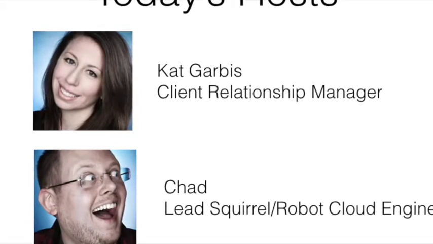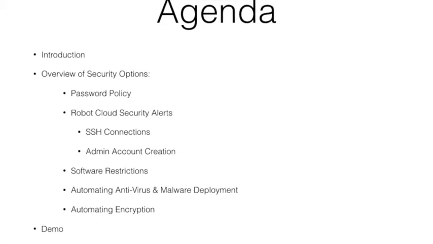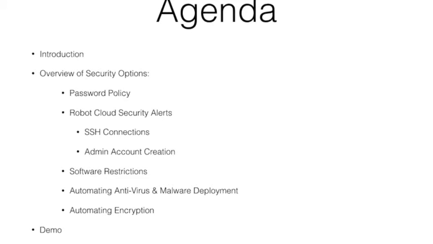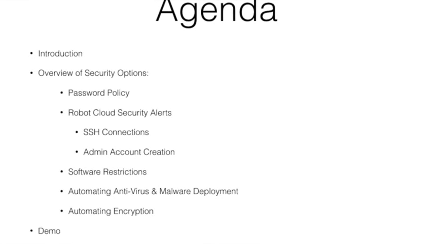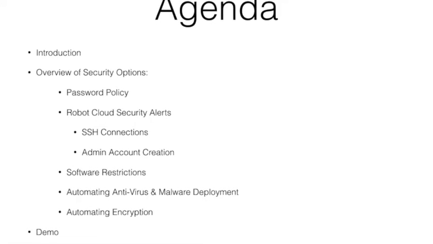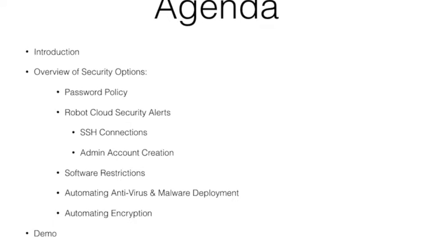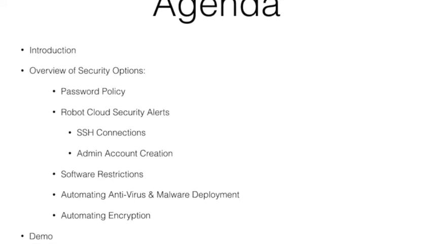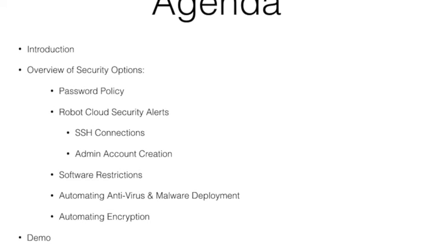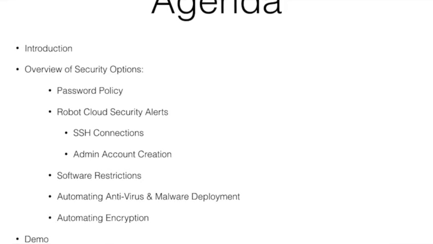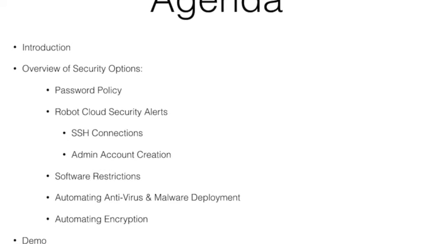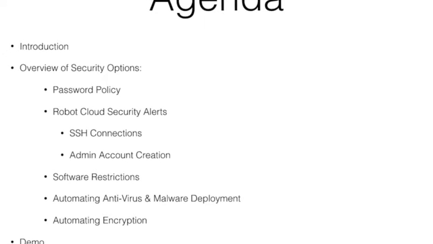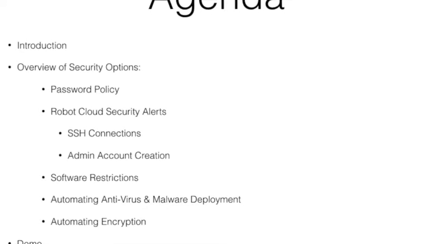First, I'm going to introduce a little bit about our company, in case you're new and just started working with us, or if you've been working with us, great. And then we're going to go through some of these security options. We're going to start with password policies. We're going to look at Robot Cloud security alerts, SSH connections, admin account creation alerts, software restrictions, automating antivirus and malware deployment, automating encryption. Chad will again walk us through the demo, and then we'll have some time for Q&A.